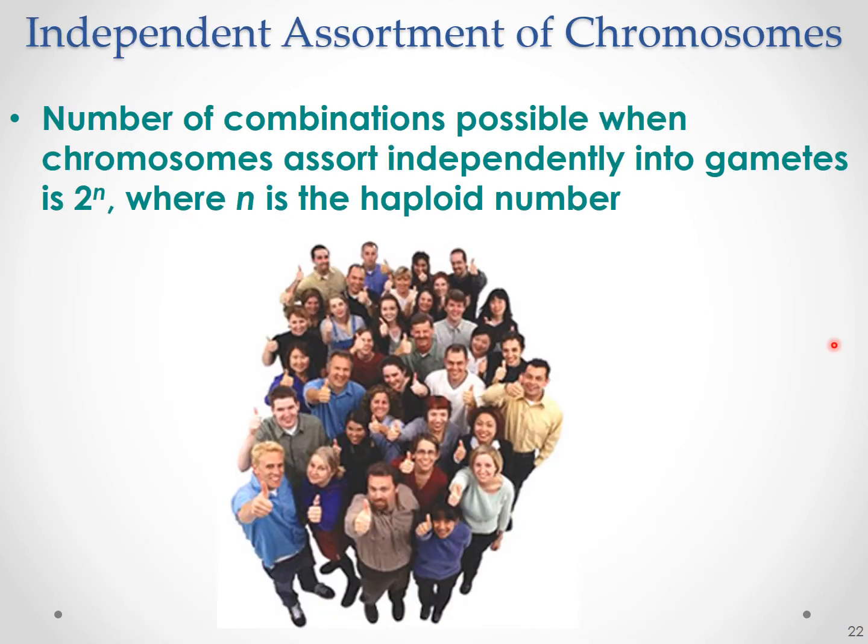Now, in terms of independent assortment, let's talk about numbers. How does this relate to differences among individuals, even within the same families? It's really the number of combinations that are possible when these chromosomes independently and randomly assort at the equator. If you think about it, there are two ways that the pairs of chromosomes can line up at the equator. So here we have the number 2. And really there are 2 to the n different combinations per individual, where n is the haploid number.